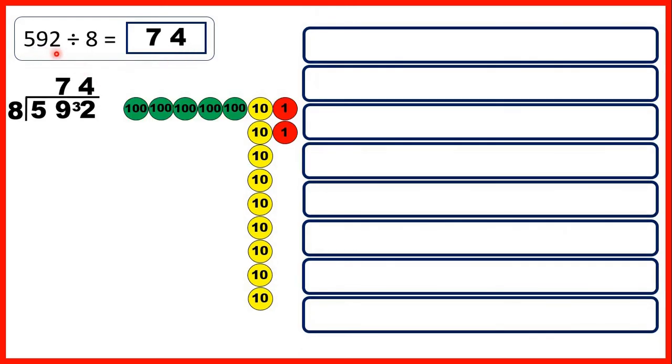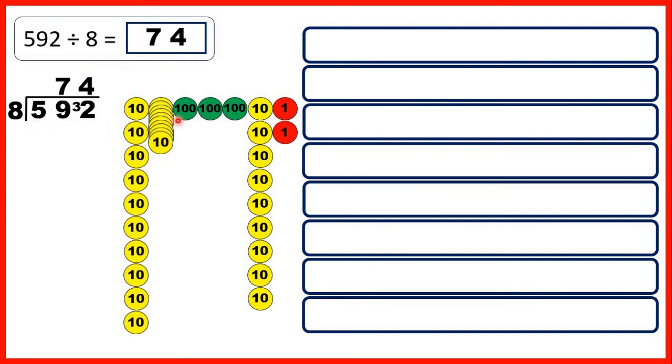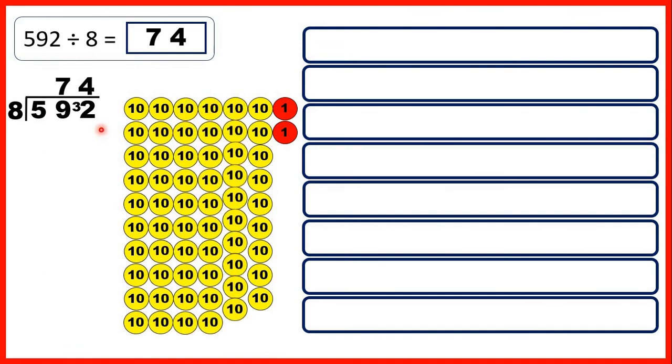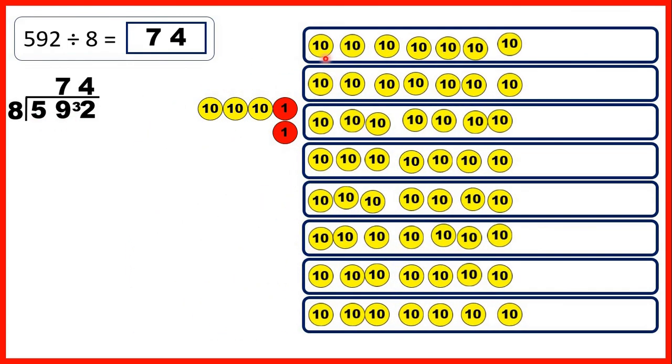Then we had 592 divided by 8, so that's 5 hundreds, 9 tens, and 2 ones, and we can share these counters into 8 groups. Now, again, we took the first 2 digits together, and we can do that because 100 counter has the same value as 10 10 counters. So now we have 59 tens. We can share out 56 of those tens, and we have 7 tens in each group, so that's why we have 7 as the tens digit of our answer.